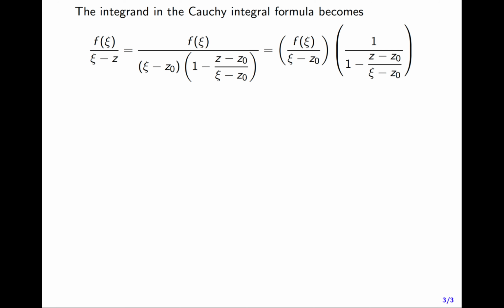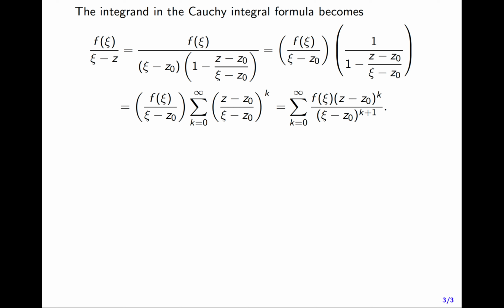Now that big factor on the right, I know that's going to be the geometric series. So this is f of c divided by c minus c0 times the sum from k equals 0 to infinity of (z minus c0) divided by (c minus c0), raised to the power k. And let's put everything together. I'll multiply through the sum. This will be f of c times (z minus c0) raised to the power k. And then on the denominator, I had a c minus c0 times a (c minus c0) to the k. So that gives me (c minus c0) to the k plus 1. Again, hit pause and make sure you can chase through all the algebra.